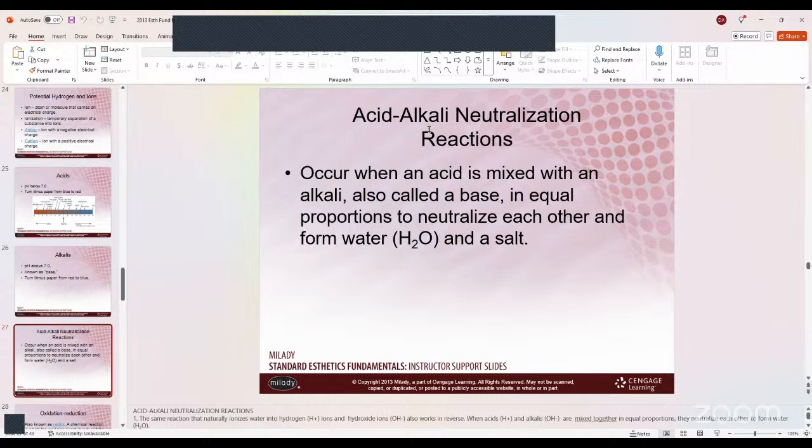When we talk about neutralization, remember we have H2O. Okay, and so water is that 7. Water is going to neutralize all of it. Add water to any of these, it is going to make the ingredient weaker. It's going to weaken the strength of that ingredient. Okay.